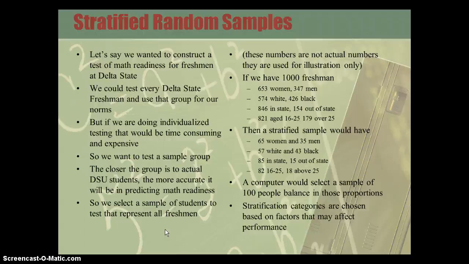So we select a sample. These numbers that I'm giving you here are not actual numbers. I'm just using those as illustration. So let's say we had 1,000 freshmen, and we had 653 women and 347 men. And 547 of our students were white, 426 were black. 146 were from in-state, 154 were from out-of-state. 821 were aged 16 to 25, 179 were over 25.